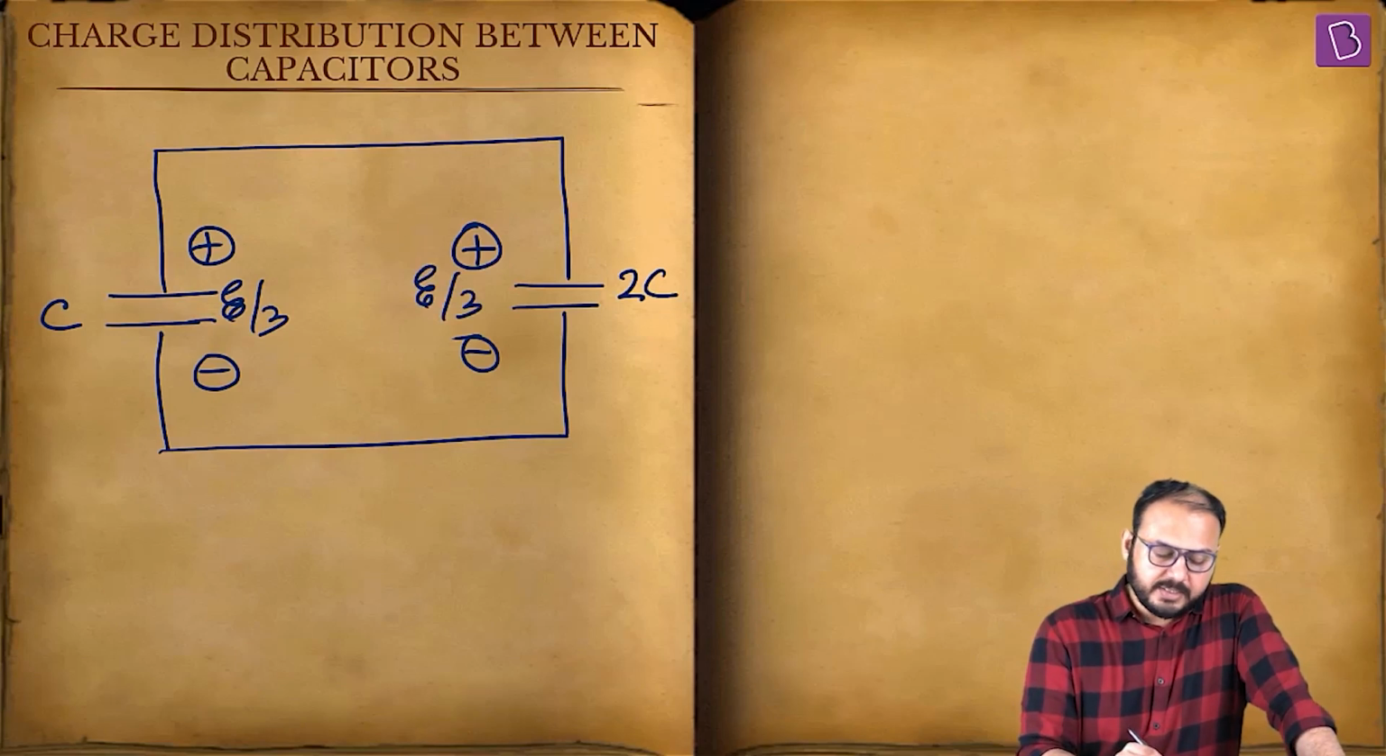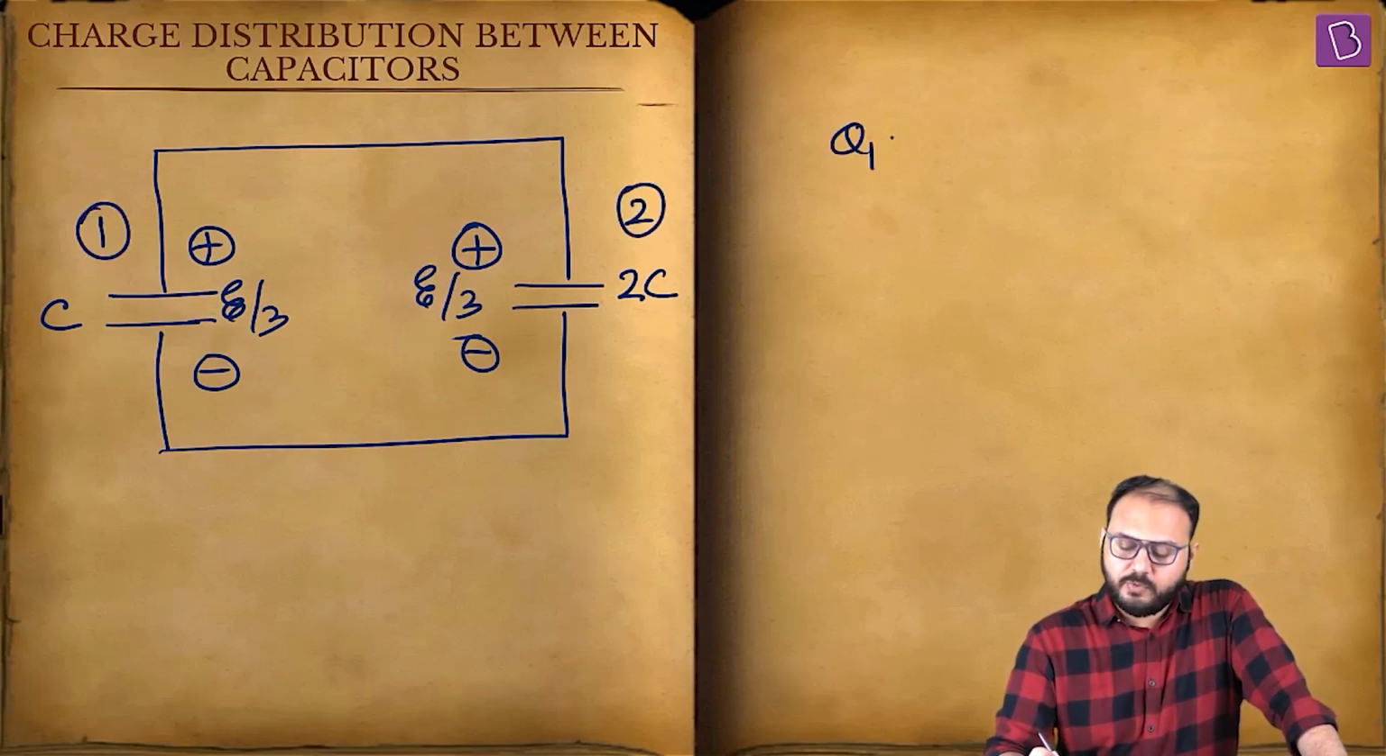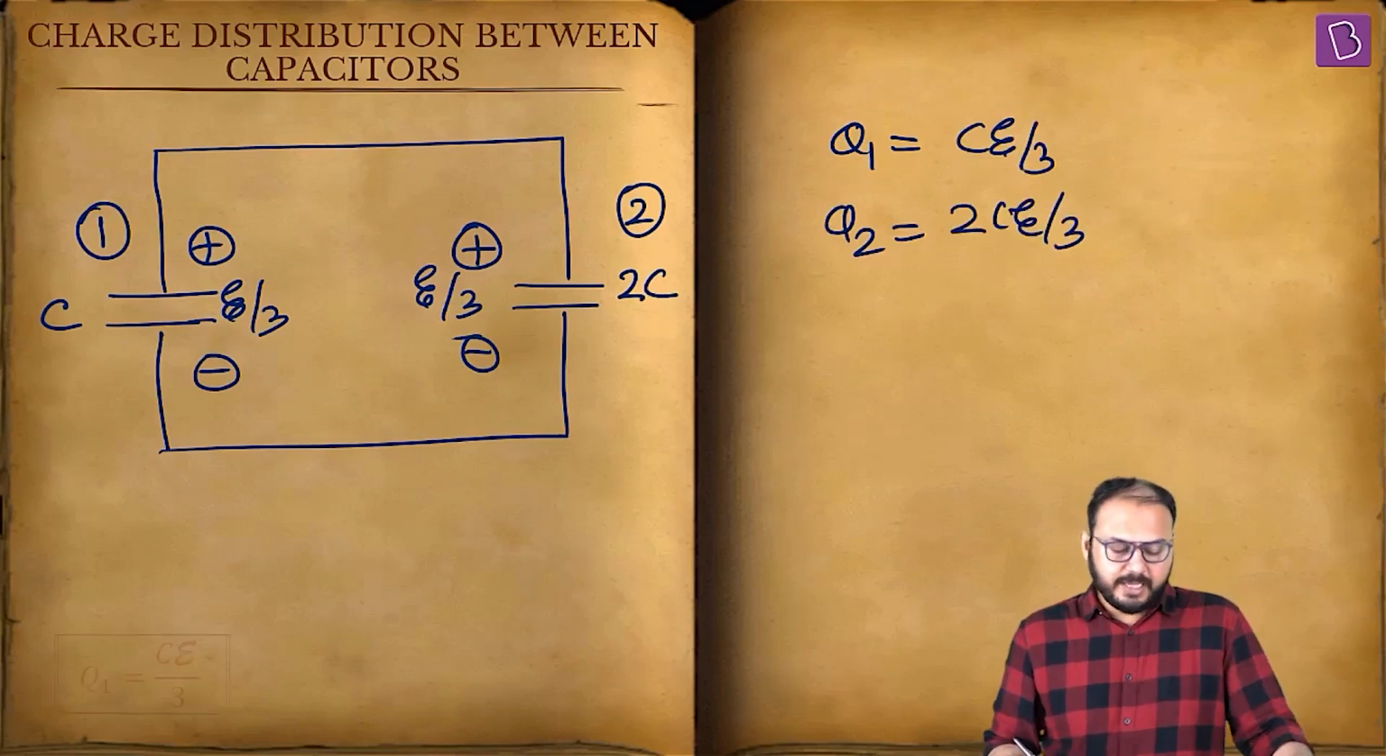Correct? Let's say this is capacitance 1 and this is capacitance 2. So can you please tell me what is Q1 equal to? CE by 3. Very good. Q2 equal to 2CE by 3. Very good.